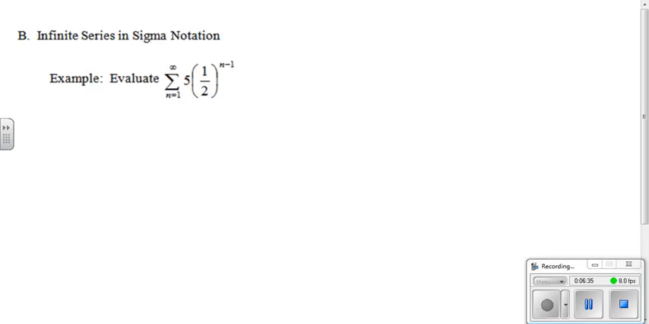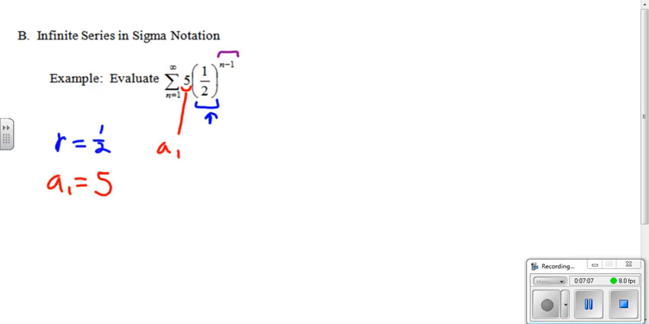So remember, in sigma notation for a geometric series, this value here, the one that is to the power of n minus 1, that's our r value. So r equals 1/2 in this case. The piece that comes in front of it, this 5, this is our a sub 1 value. So we would say a sub 1 equals 5 in this case.